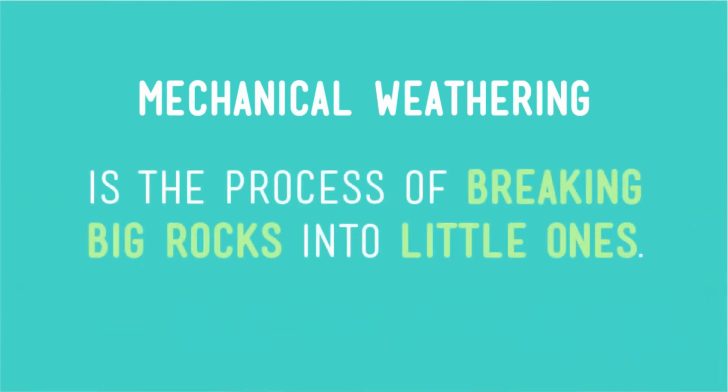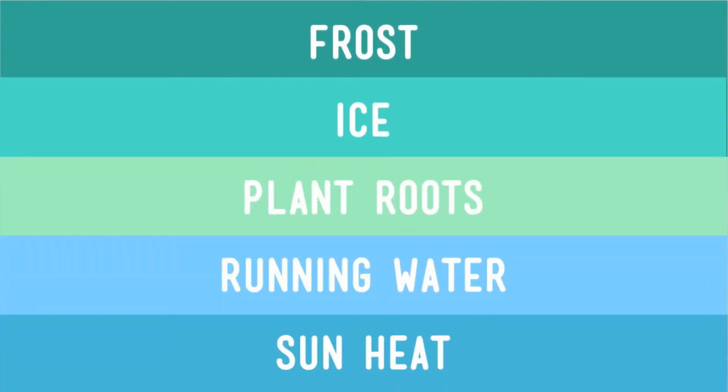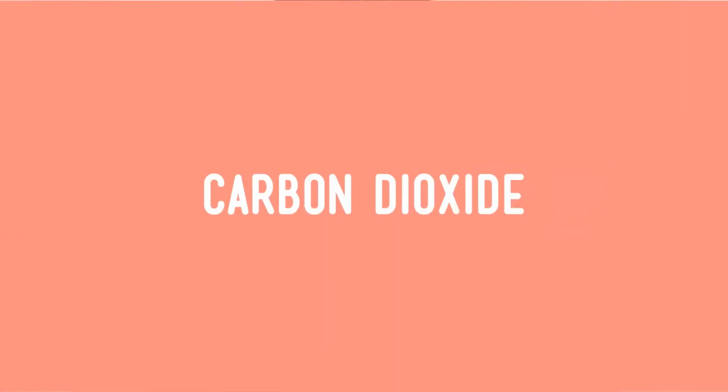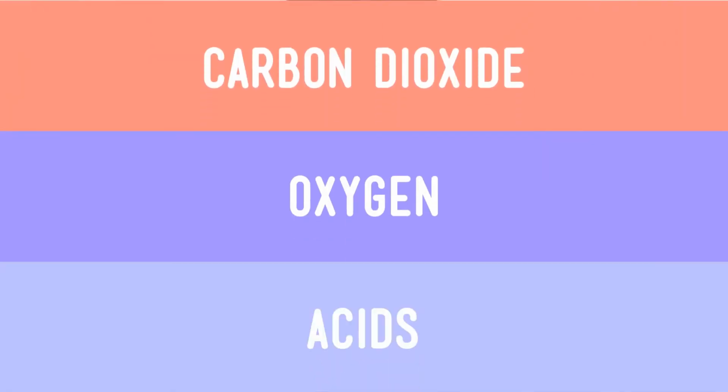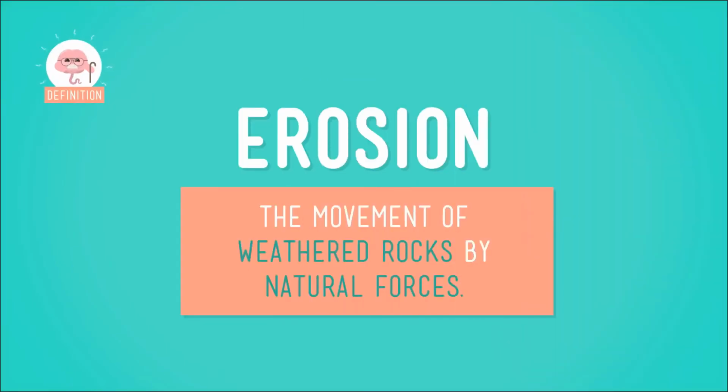Mechanical weathering is the process of breaking big rocks into little ones. Frost, ice, the roots of plants, running water, or heat from the sun can all cause mechanical weathering. Chemical weathering involves the changes that some substances can cause in the surface of the rock that make it change shape or color. Things like carbon dioxide, oxygen, and acids can all cause chemical weathering. And when rocks have been weathered and all broken down and are later moved by natural forces like wind, water, or ice, that's called erosion.